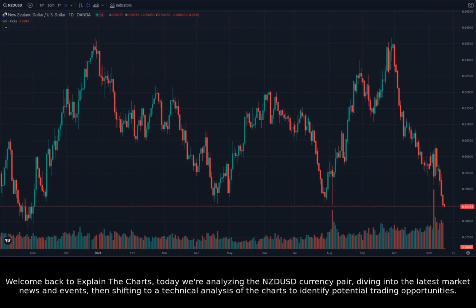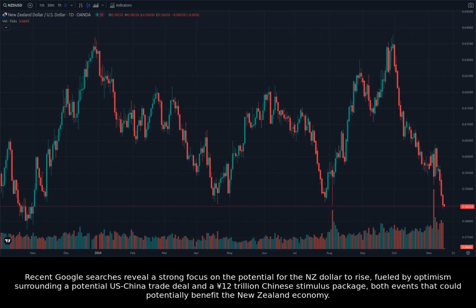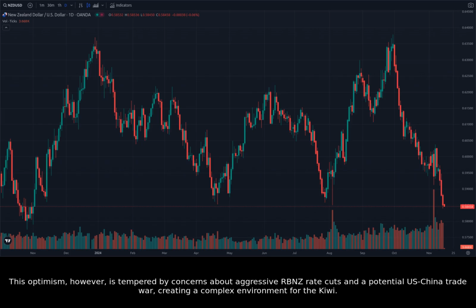Today we're analyzing the NZDUSD currency pair, diving into the latest market news and events, then shifting to a technical analysis of the charts to identify potential trading opportunities. Recent Google searches reveal a strong focus on the potential for the NZ dollar to rise, fueled by optimism surrounding a potential US-China trade deal and a 12 trillion yen Chinese stimulus package, both events that could potentially benefit the New Zealand economy. This optimism, however, is tempered by concerns about aggressive RBNZ rate cuts and a potential US-China trade war, creating a complex environment for the Kiwi.